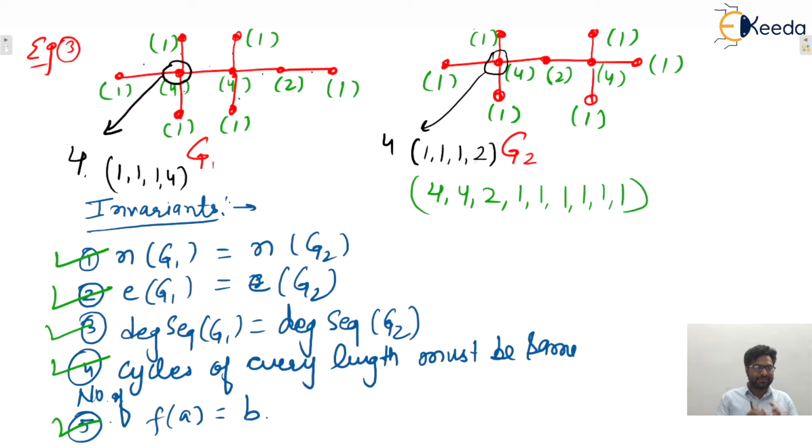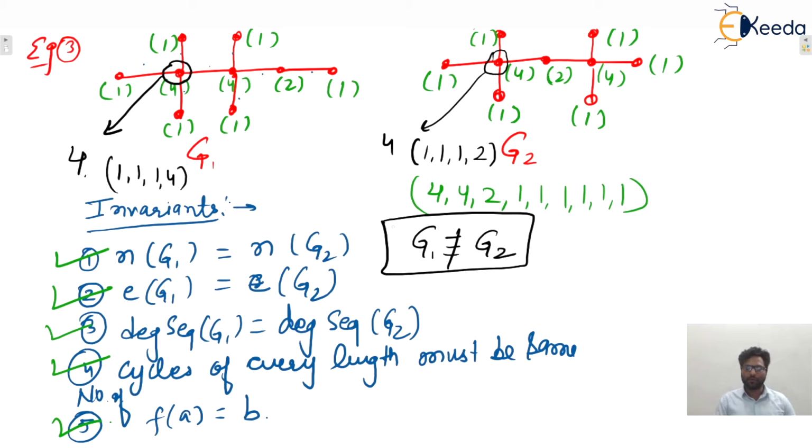So we can say that adjacency is not preserved. Because of that, we can say that here G1 is not isomorphic to G2. I hope this one is clear to everyone, isn't it?